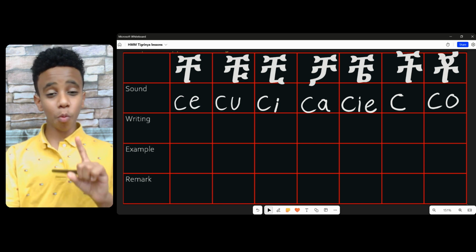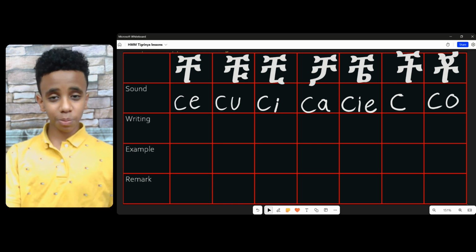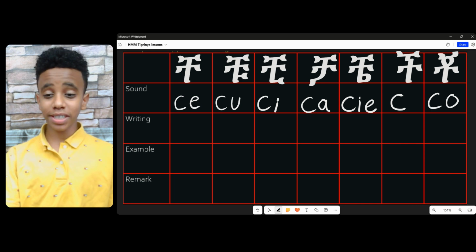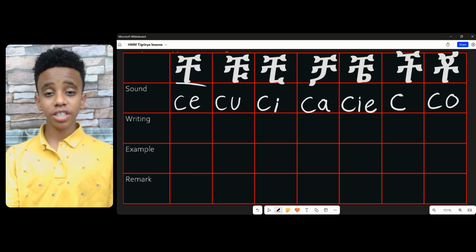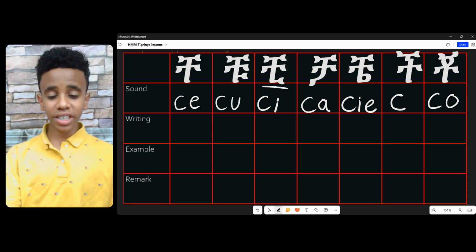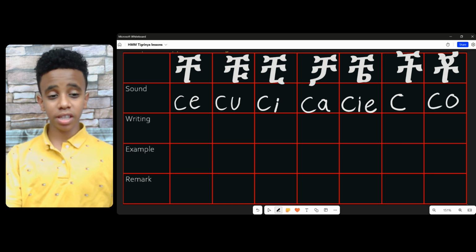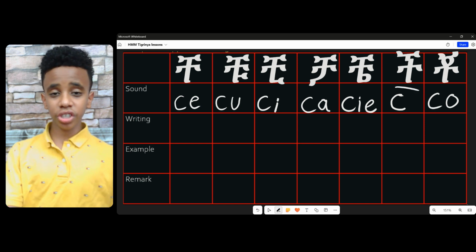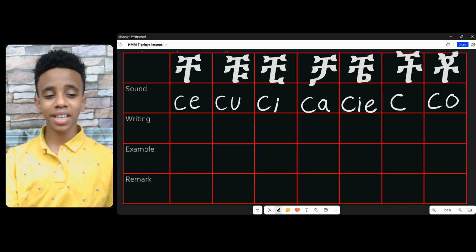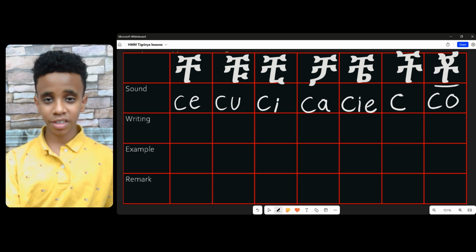Now I'll repeat each letter one more time, and again, I'd advise you to repeat after me. So our first letter is the letter Ch. Our second letter is the letter Chu. Our third letter is the letter Chi. Our fourth letter is the letter Cha. Our fifth letter is the letter Che. Our sixth letter is the letter Ch. And our last letter is the letter Cho.